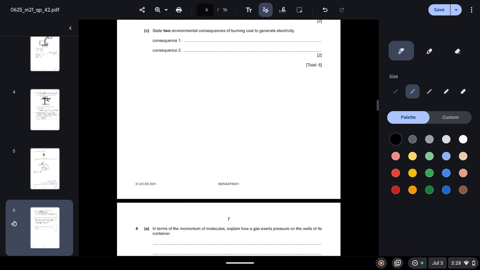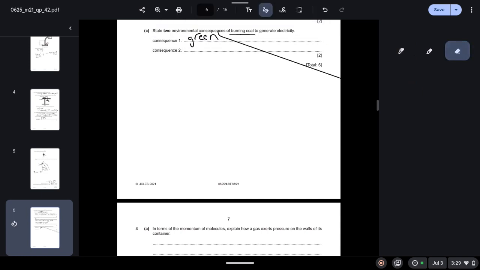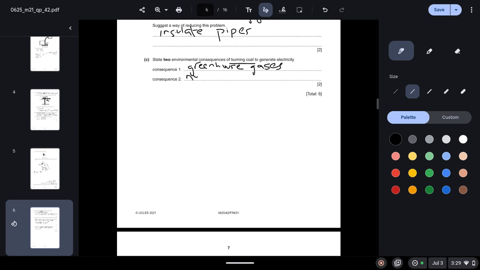State 2 environmental consequences of burning coal to generate electricity. So obviously burning a fossil fuel always produces greenhouse gases. And it is also non-renewable. Coal is a non-renewable source.